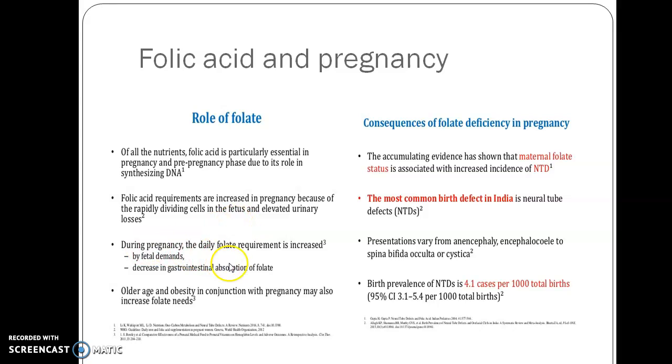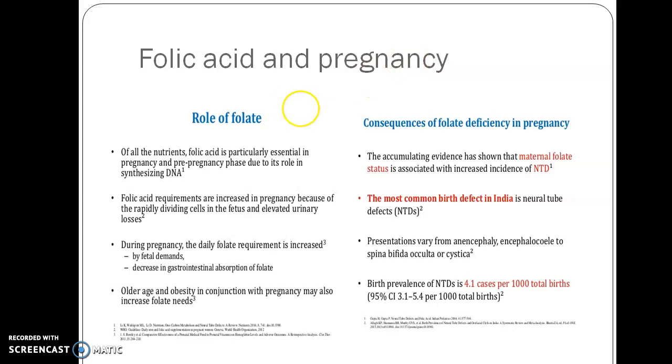During pregnancy, the daily folate requirement is increased by fetal demands and decrease in gastrointestinal absorption of folate. Older age and obesity in conjunction with pregnancy may also increase folate needs. What happens when folate is deficient in a pregnant lady? The accumulating evidence shows that maternal folate status is associated with increased incidence of neural tube defects.